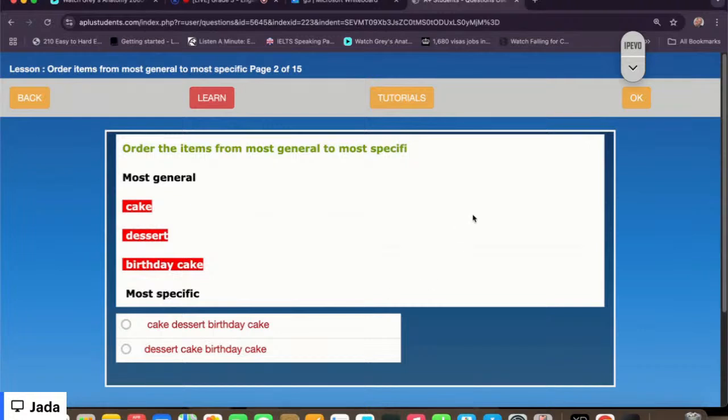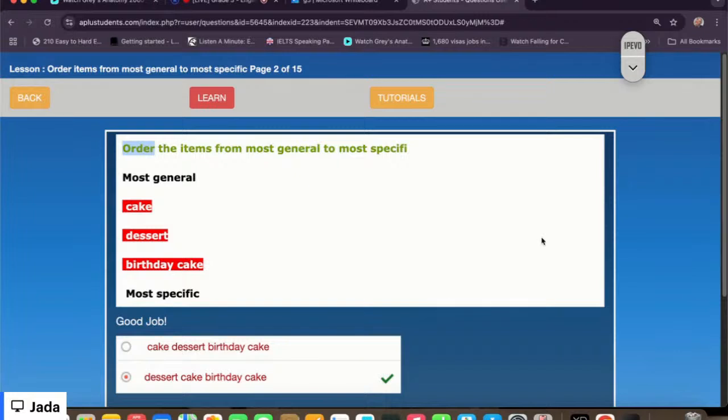All right, so we have cake, desserts, birthday. So which one? Is it cake, dessert, birthday cake, or what's the right order here? All right, so we have desserts, cake, and then birthday cake, because dessert is like the general name for all of them.